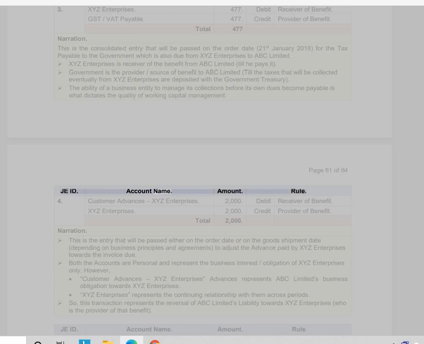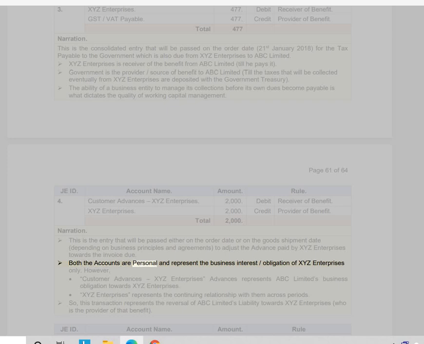JEID, account name, amount, rule. 4. Customer advances, XYZ Enterprises, 2,000, debit, receiver of benefit. XYZ Enterprises, 2,000, credit, provider of benefit. Total 2,000. Narration: This is the entry that will be passed either on the order date or on the goods shipment date, depending on business principles and agreements, to adjust the advance paid by XYZ Enterprises towards the invoice due.